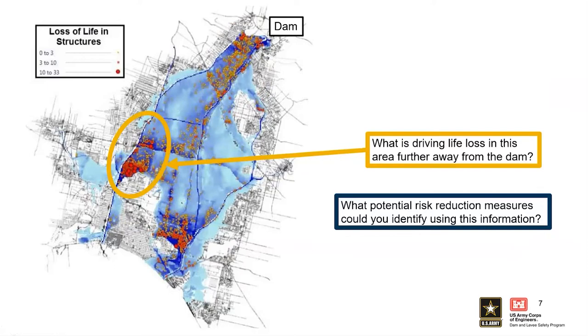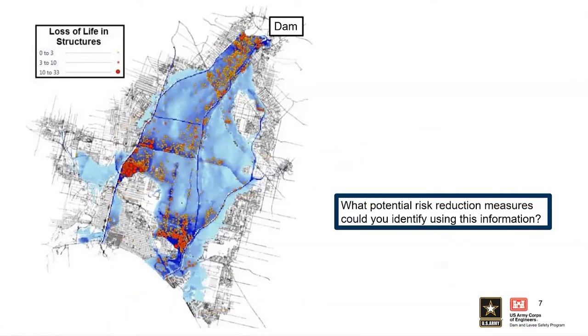from your dam. So it could be where we see this pocket of life loss several miles downstream of the dam, water's deeper, but for life loss to be high like this, it means that either people had no time to evacuate or we would expect the evacuation rate to be relatively poor. It could be a combination of both, but the latter is something we can improve with better messaging. So that's one way you can use that LifeSim output.